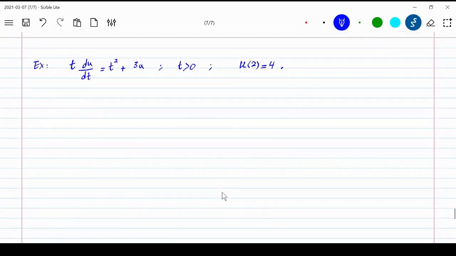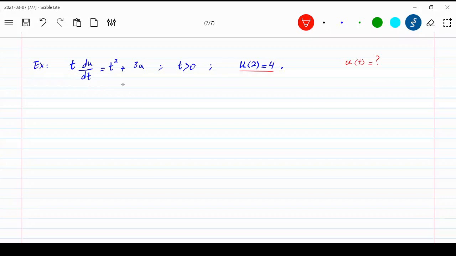Okay, here's another example. Not always do you get x and y. Sometimes you get u and t, or z and x, whatever. So here first you figure out what is the function. In our case u is a function of t. So you have u(t). This is the question. Find out what is u(t), given the fact that u(2) equals 4. Then we need to find a particular solution.